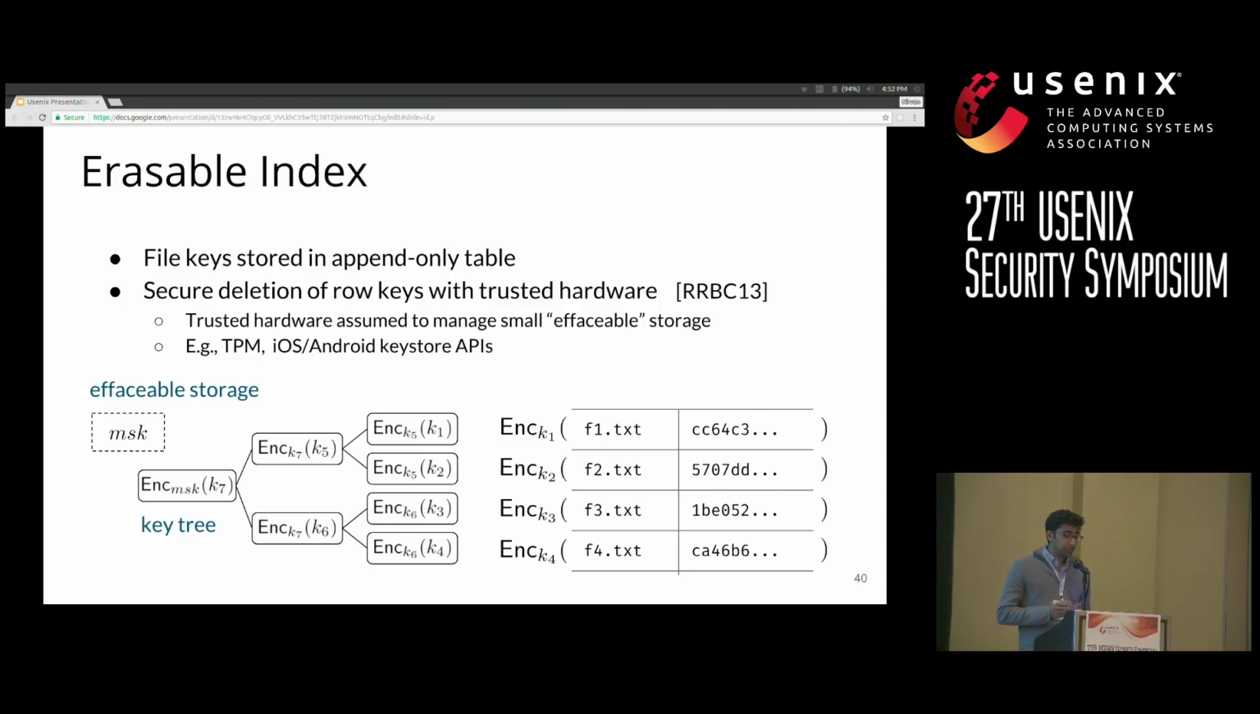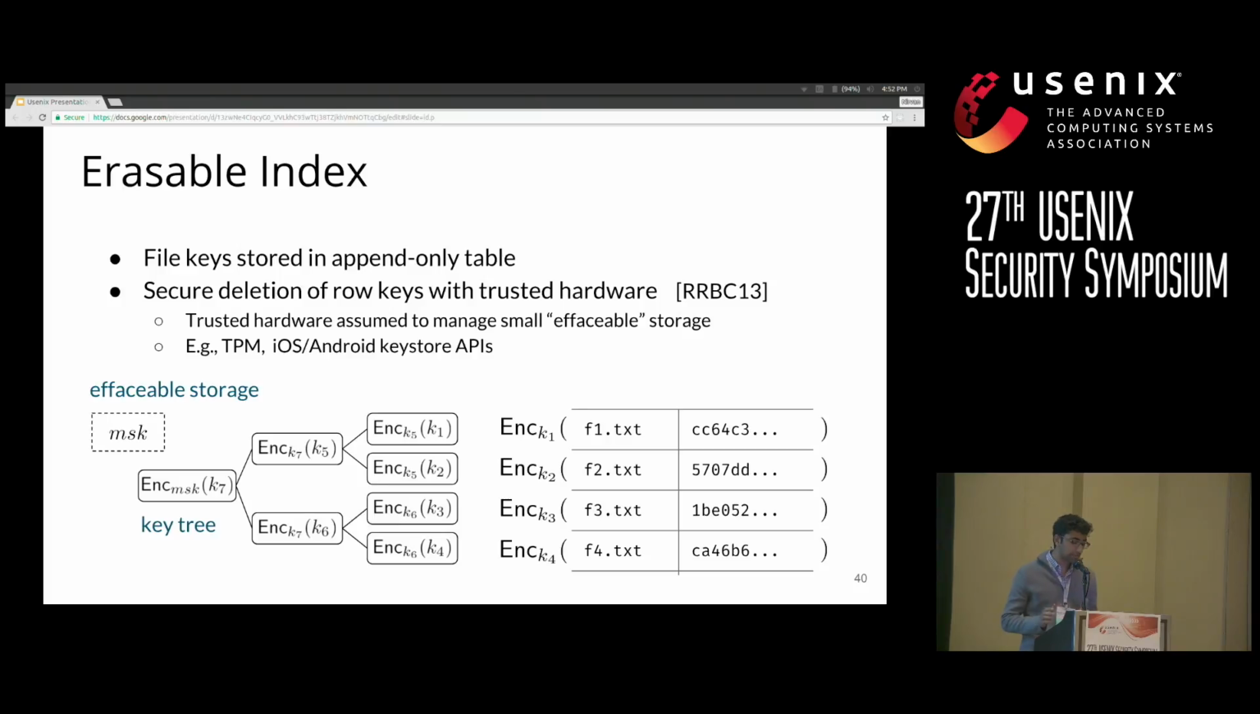Each row is stored encrypted so as to hide the sensitive file name information. To ensure key material for deleted and revoked files are not accessible during compelled access, row keys are managed by a secure deletion mechanism which requires hardware support. Trusted hardware is used here to manage a small effaceable storage in which key material can be stored and certifiably wiped. Here, a master key is stored in effaceable storage that is used to derive row keys in a tree structure. Row keys can be securely deleted by generating a new master key and re-encrypting the corresponding tree path.